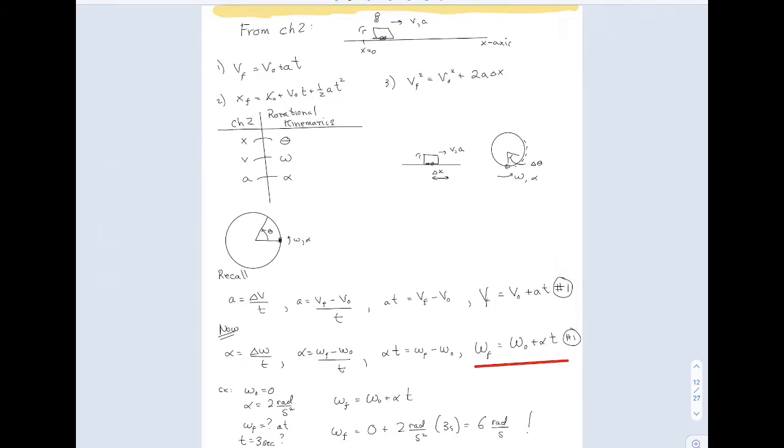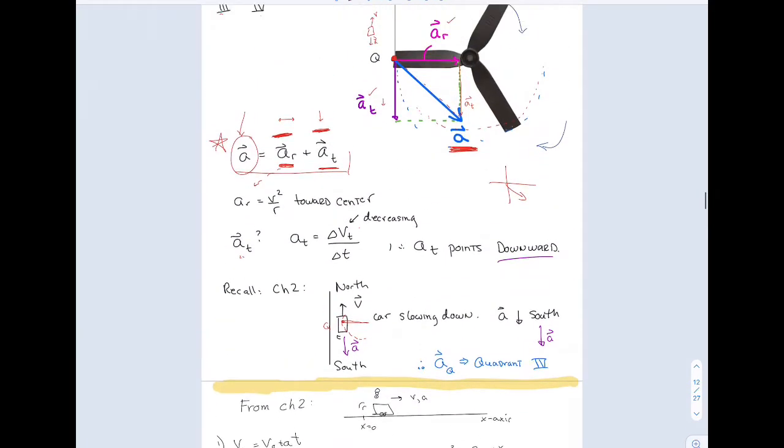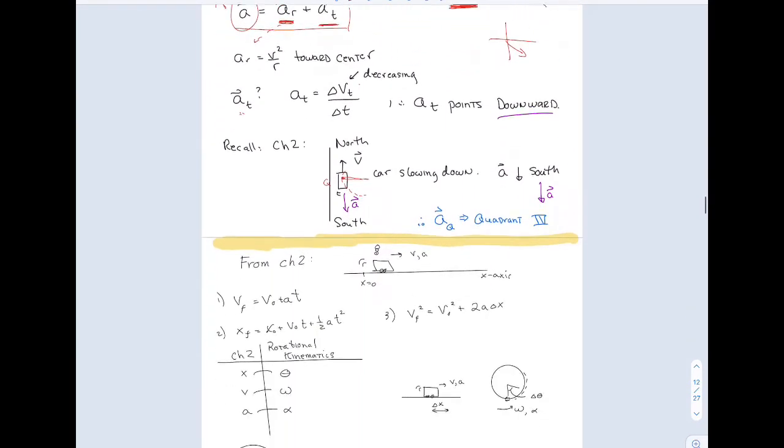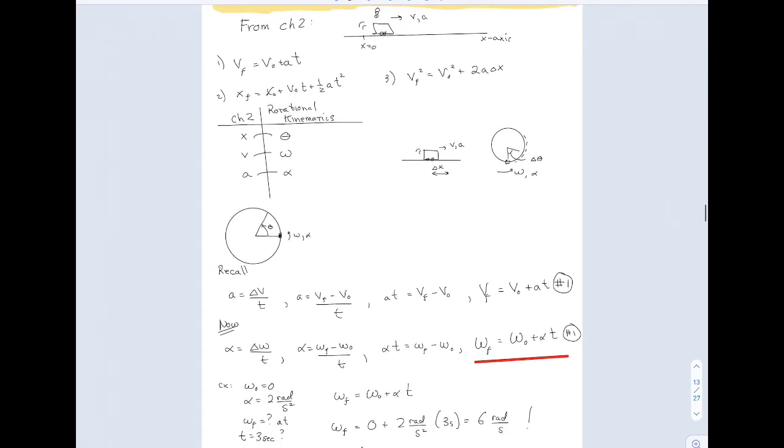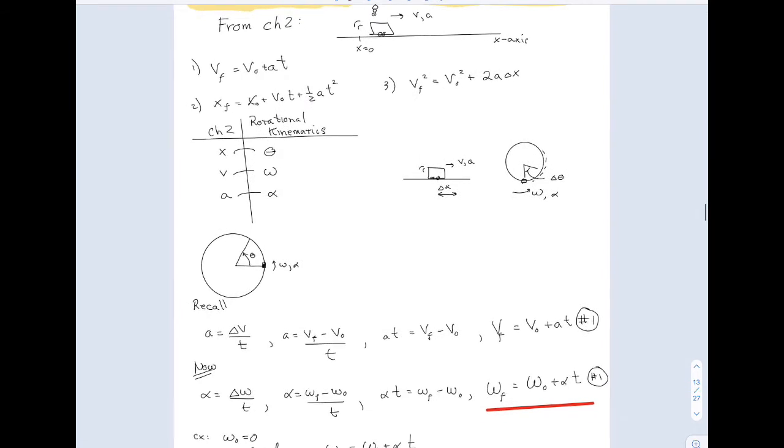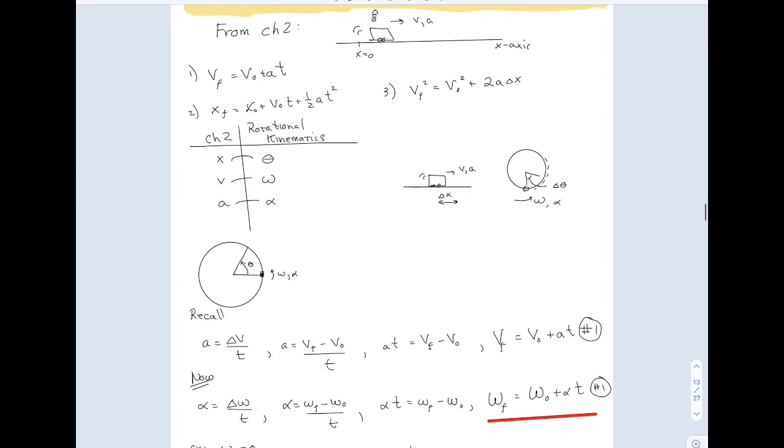Okay, we're going to continue on in the chapter of rotation. And I think the last thing I had posted was the fan. Right after that, I tried to make the connection between the old stuff in chapter 2, linear motion of a car going down the road, and rotational motion.